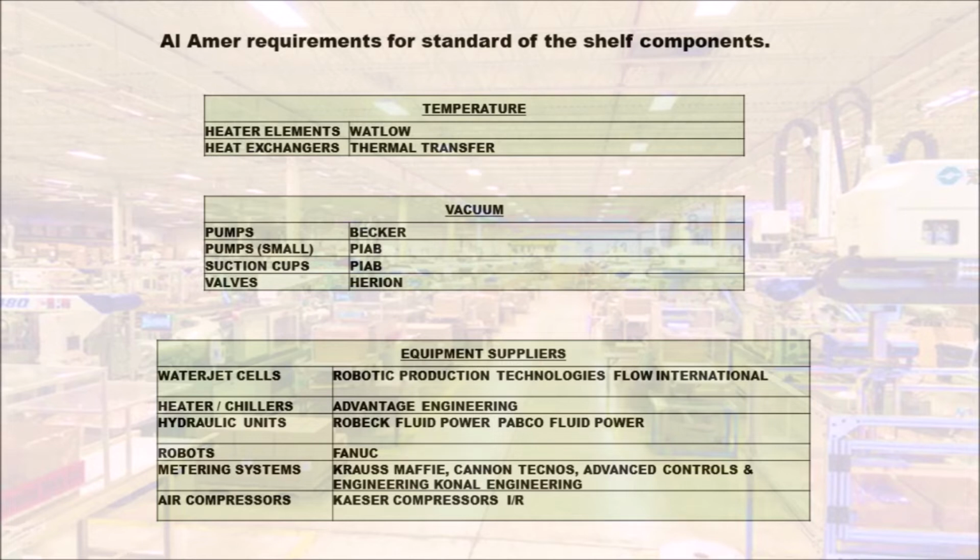Equipment suppliers. Water jet cells Robotic Production Technologies, Flow International. Heater chillers Advantage Engineering. Hydraulic units Robeck Fluid Power, Pabco Fluid Power. Robots Fanuc. Metering systems Krauss Maffei, Canon, Advanced Controls and Engineering, Conal Engineering.